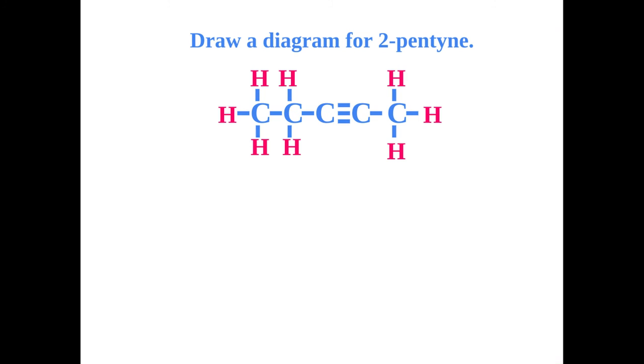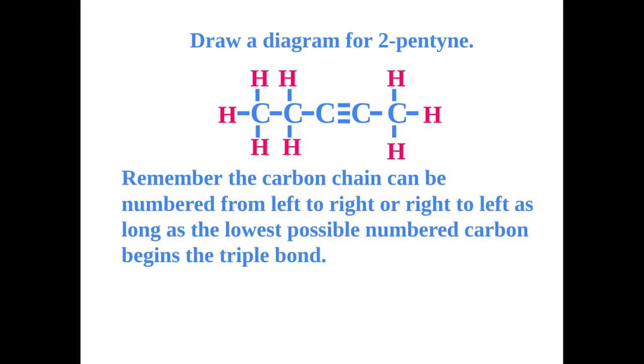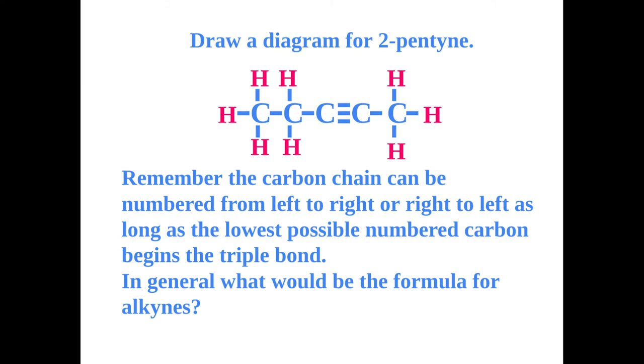Here is 2-pentyne. Now notice I flipped this from maybe what you were expecting. Again, I numbered this carbon 1, this carbon 2, this carbon 3. Again, our numbering system doesn't matter whether we go from right to left or left to right. In this case here, I numbered this one, 1, 2, and there's my triple bond. Notice the formula for 2-pentyne changes. So again, the carbon chain can be numbered from left to right or right to left, as long as the lowest possible numbered carbon begins with the triple bond.